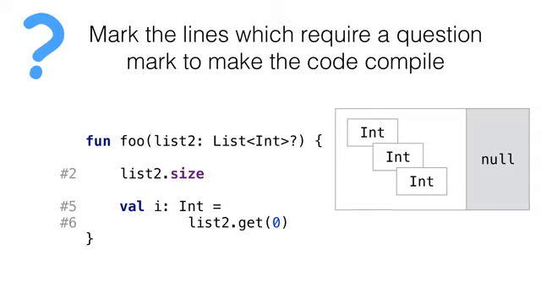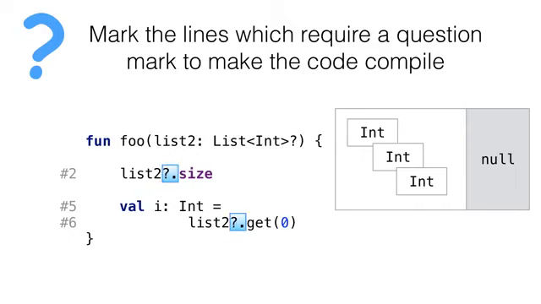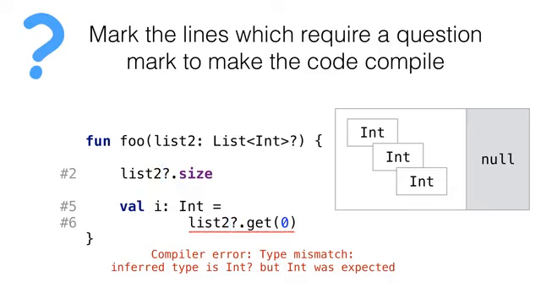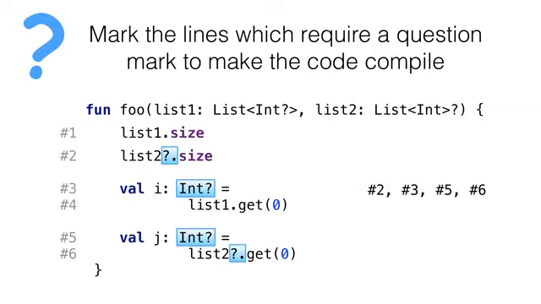For the second case, it's a little bit more complicated, and here we have a nullable list, and that means that both accesses won't compile. We need safe access here, so we need to add a couple of question marks here. And here's the tricky place, because the question mark you have added makes line 6 not compile, because you have a type mismatch: the type is nullable int, but a regular int was expected. That makes us add another question mark to line 5. So the answer is lines 2, 3, 5, and 6.